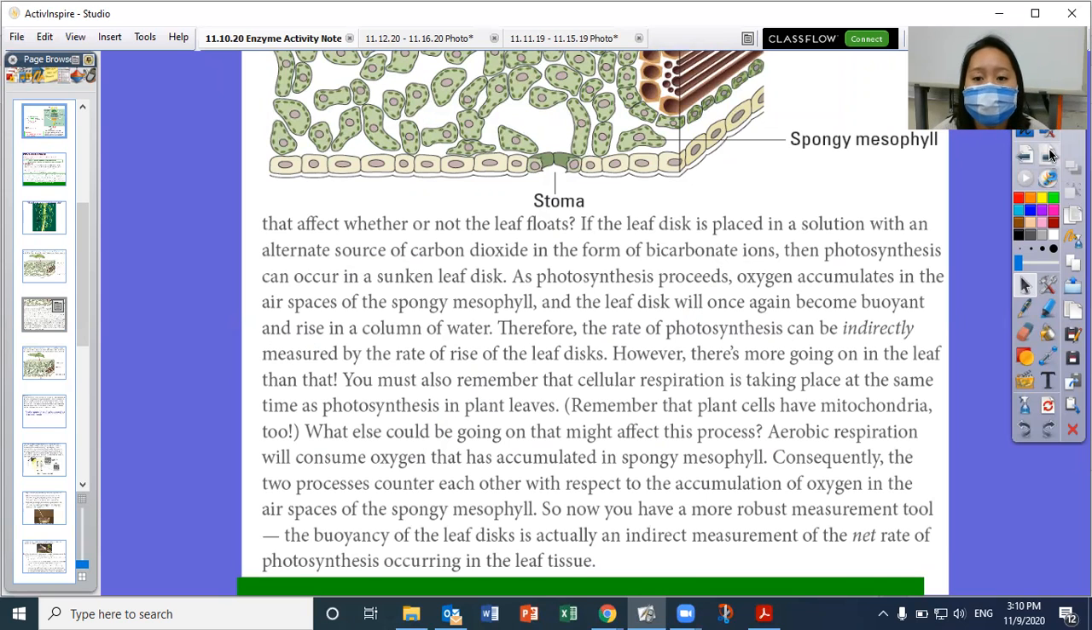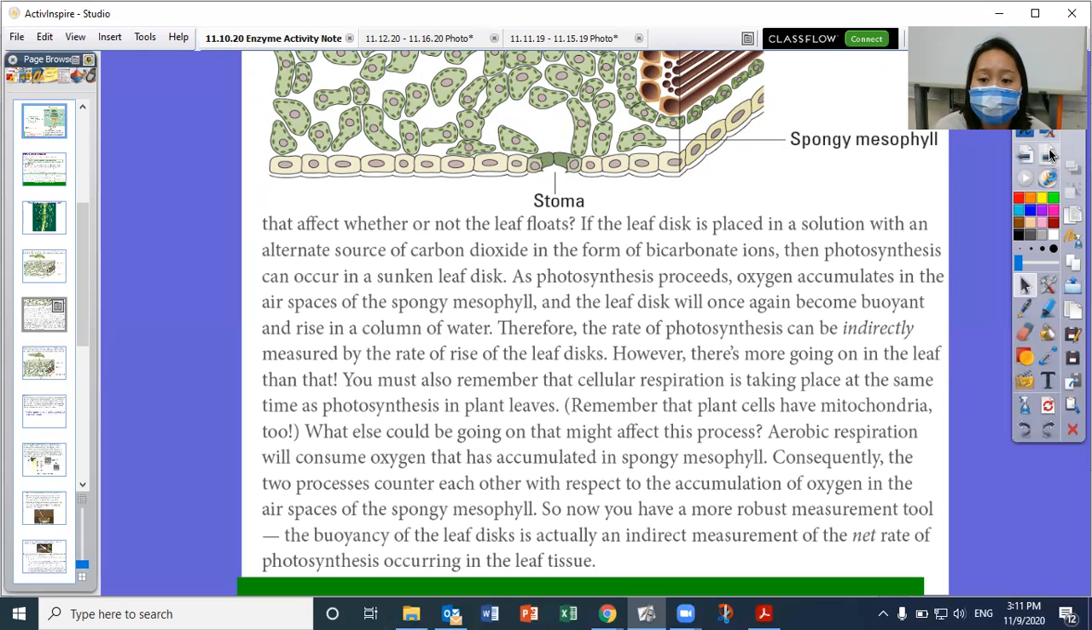So if the leaf disc is placed in a solution with an alternate source of carbon dioxide in the form of bicarbonate ions, then photosynthesis can occur in a sunken leaf disc. As photosynthesis proceeds, oxygen accumulates in the air spaces of the spongy mesophyll, and the leaf disc will once again become buoyant, or float, and rise in a column of water. Therefore, the rate of photosynthesis can be indirectly measured by the rate of rise of the leaf disc. Okay, that's kind of what we're going to be measuring.